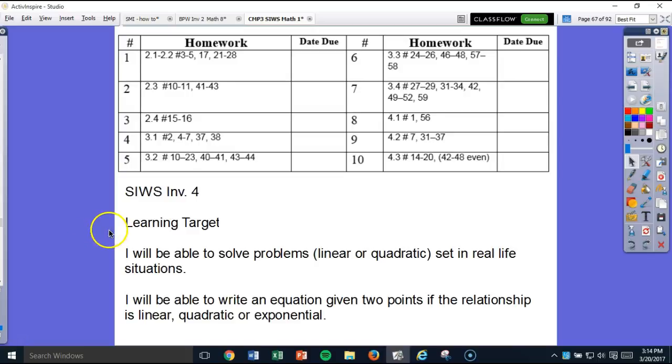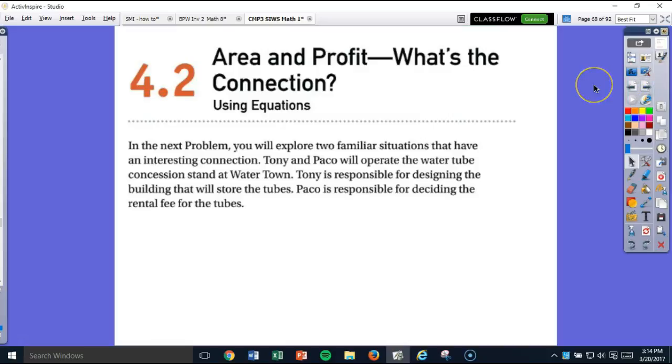Our learning target here in Investigation 4 is we'll be able to solve problems, both linear or quadratic, set in real life situations and be able to write an equation given 2 points if the relationship is linear, quadratic, or exponential. Our ACES questions for 4.2 are numbers 7 and 31 through 37. Well, 4.2 here starts on page 68 in our book.